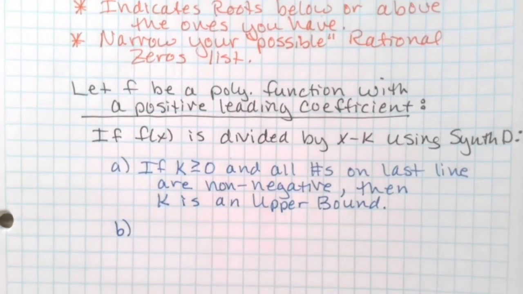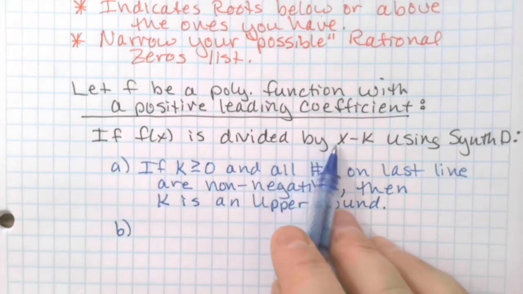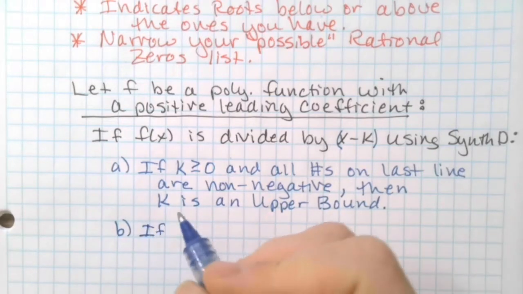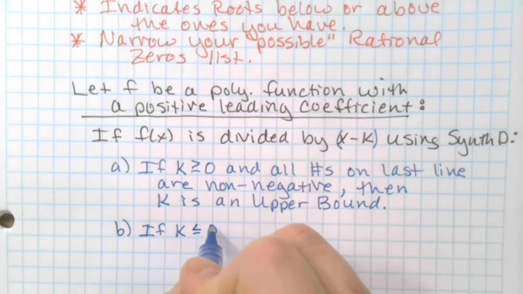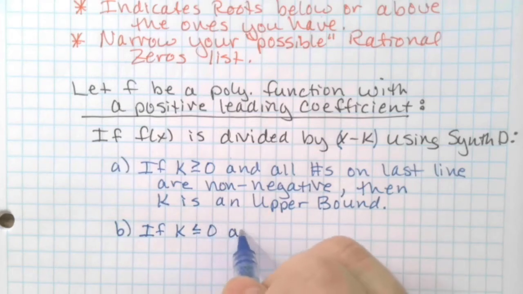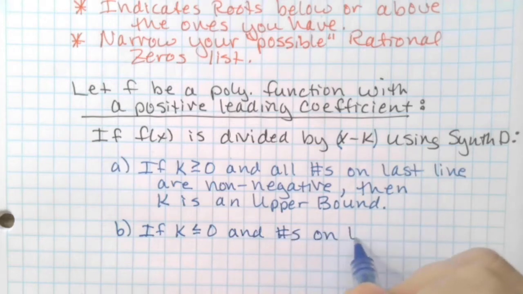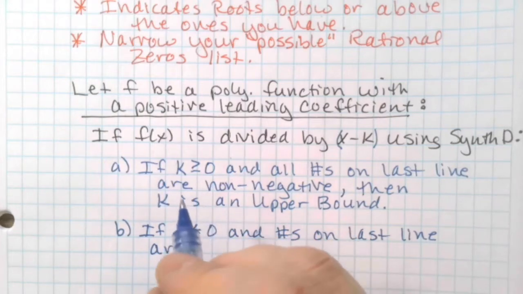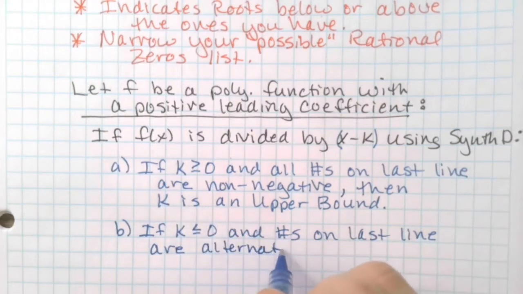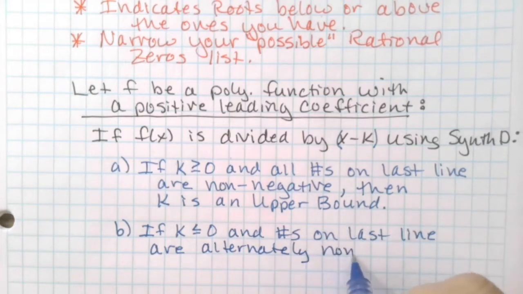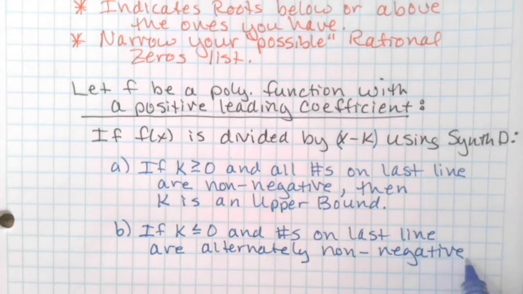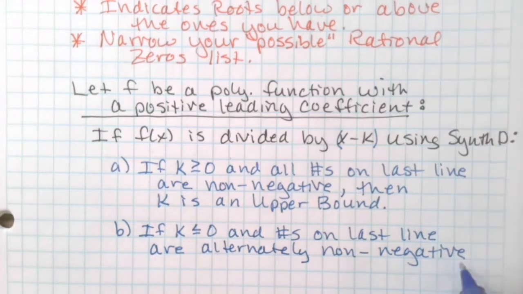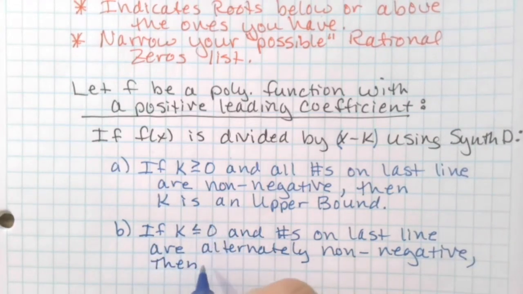Okay, B, the second thing. So again, if f of x is divided by factor x minus k using synthetic division, okay, if k is less than or equal to 0, and the numbers on the last line of your synthetic division are alternately non-negative. Again, non-negative means positive and or not. Positive and 0 are both non-negative. Then k is a lower bound.